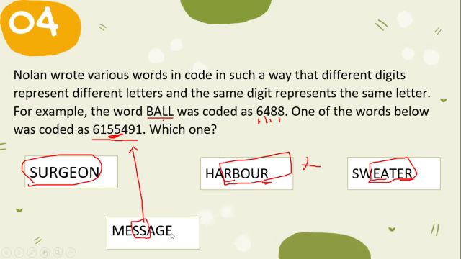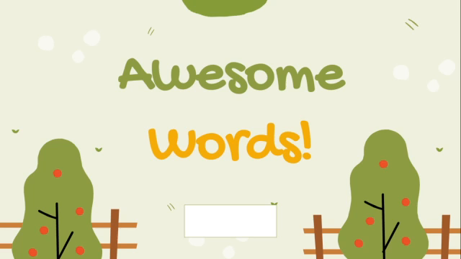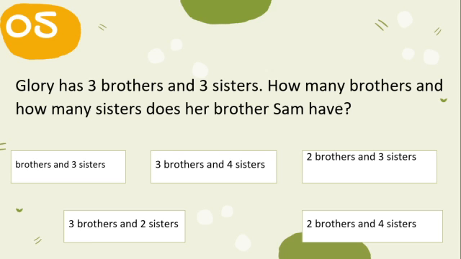Can we check the answer? Okay. Yes, it is the right answer. So now moving on to the last and final question. Are you all ready for the final question? Okay. Glory has three brothers and three sisters. How many brothers and sisters does her brother Sam have?